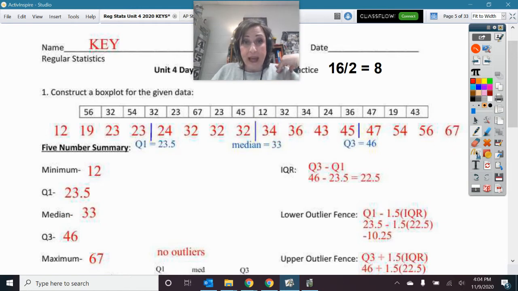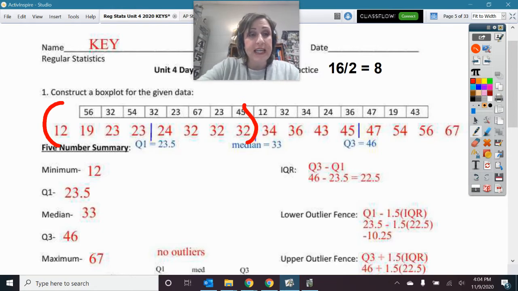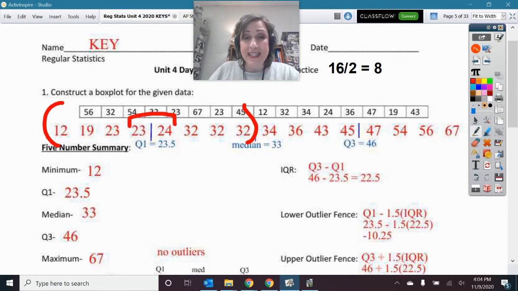Now I have this bottom 8. Splitting that in half puts it between the 4th and the 5th item. So I'm going to have to average those, because it was an even number. Anytime you have an even number, you're going to have to average. So here I had to average those two, and that's how I got those.